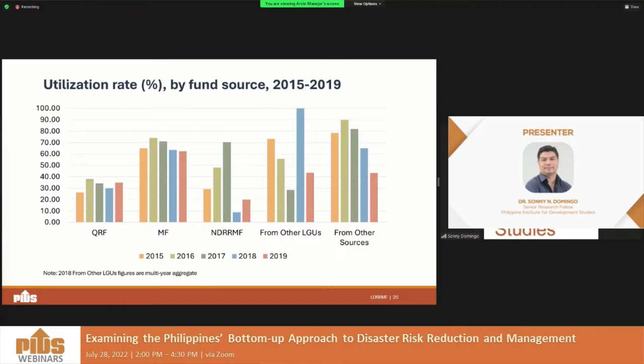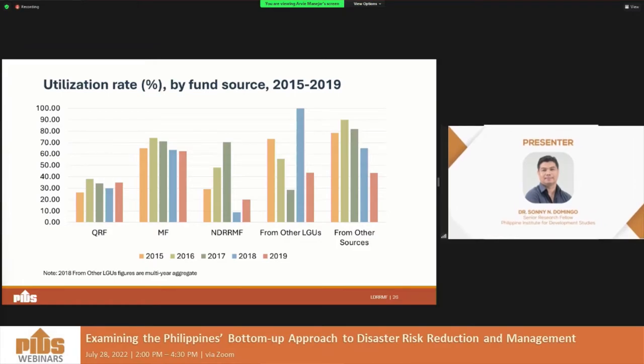So you have here the graph in terms of utilization rates by fund source: QRF, litigation fund, the National Disaster Risk Reduction Management Fund as downloaded, funds coming from other LGUs as donated, and also sources from other entities giving to the LGUs. It's very evident that we have suboptimal utilization of subnational funds. Although supposedly we have that huge resource to tap for local DRR-related initiatives, we have seen suboptimal usage of such resource. And this is something that we can really augment in terms of the bureaucratic capacity subnationally for them to make use of such resource. Next slide, Arvie.